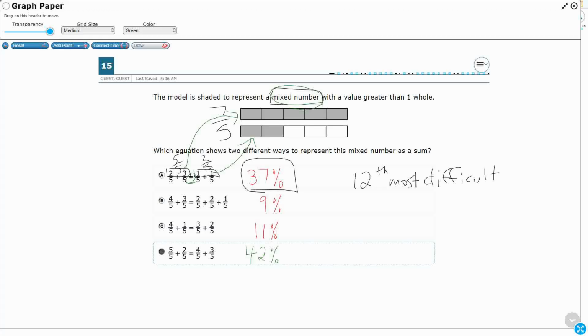And so not only do we need to have students represent models for improper fractions and show them as mixed numbers as well, do we ask them to represent them with equations connected with an equal sign that show different ways to break that down, because that is that step that probably messed up some of our students.